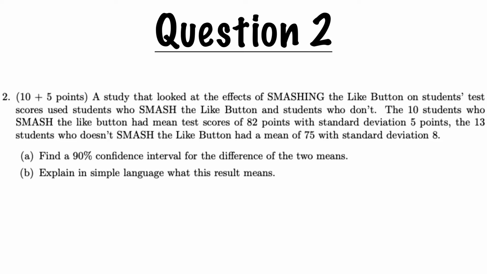Question 2. A study that looked at the effects of smashing the like button on students' test scores used students who smash the like button and students who don't. The 10 students who smash the like button had mean test scores of 82 points with a standard deviation of 5 points. The 13 students who don't smash the like button had a mean of 75 with a standard deviation of 8. Find a 90% confidence interval for the difference of the two means. Explain in simple language what this result means.